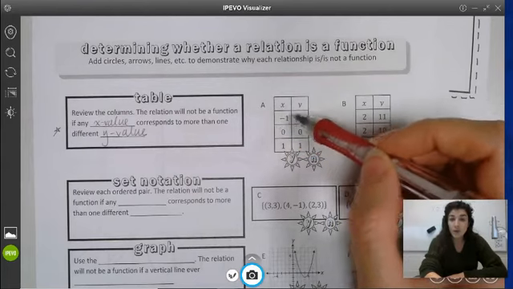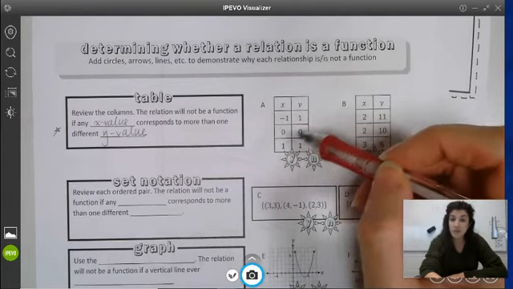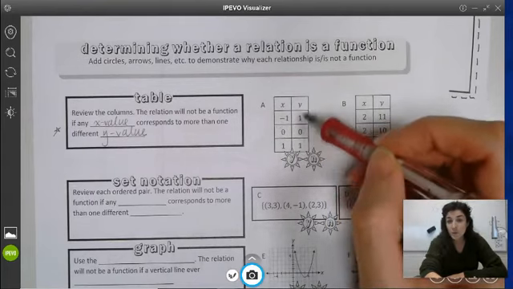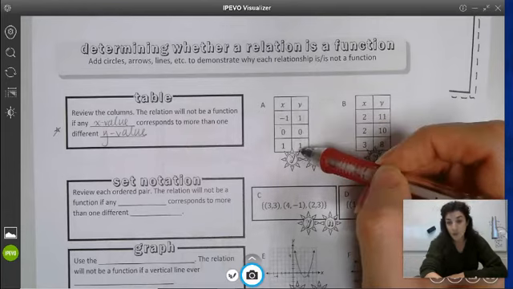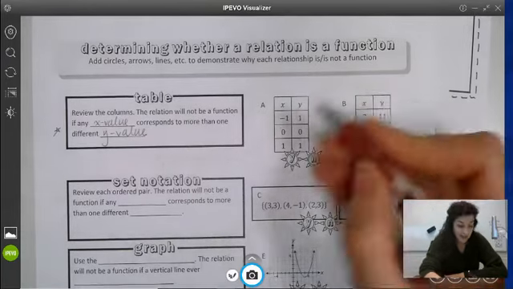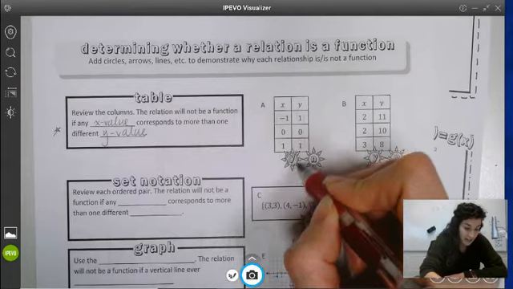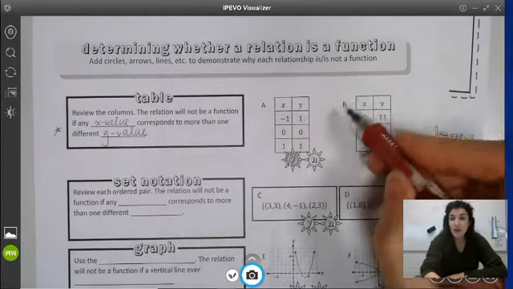Here, it's fine. -1 always goes to 1, 0 always goes to 0, and 1 always goes to 1. Yes, 1 has appeared twice, but it's appeared twice in the y column, and so it's fine. This is, yes, a function.